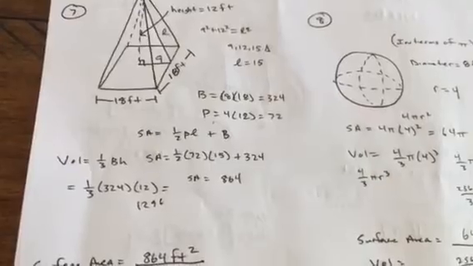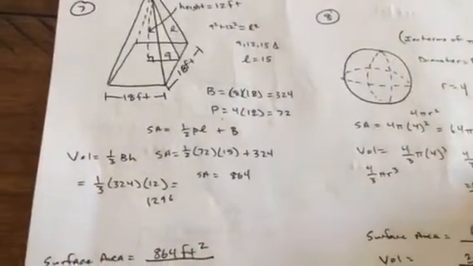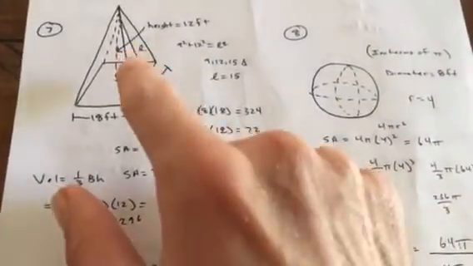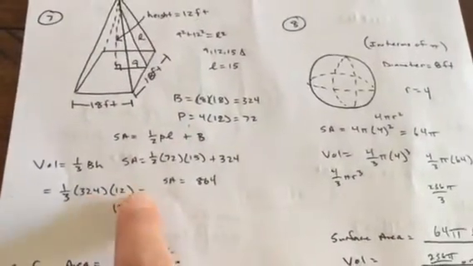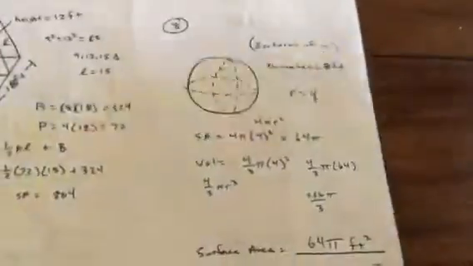Volume, you have 1/3 area of the base times height. You're given everything you need to know in the initial problem. The actual height of the pyramid is 12, so it's 1/3 area of the base times 12. You get that answer.